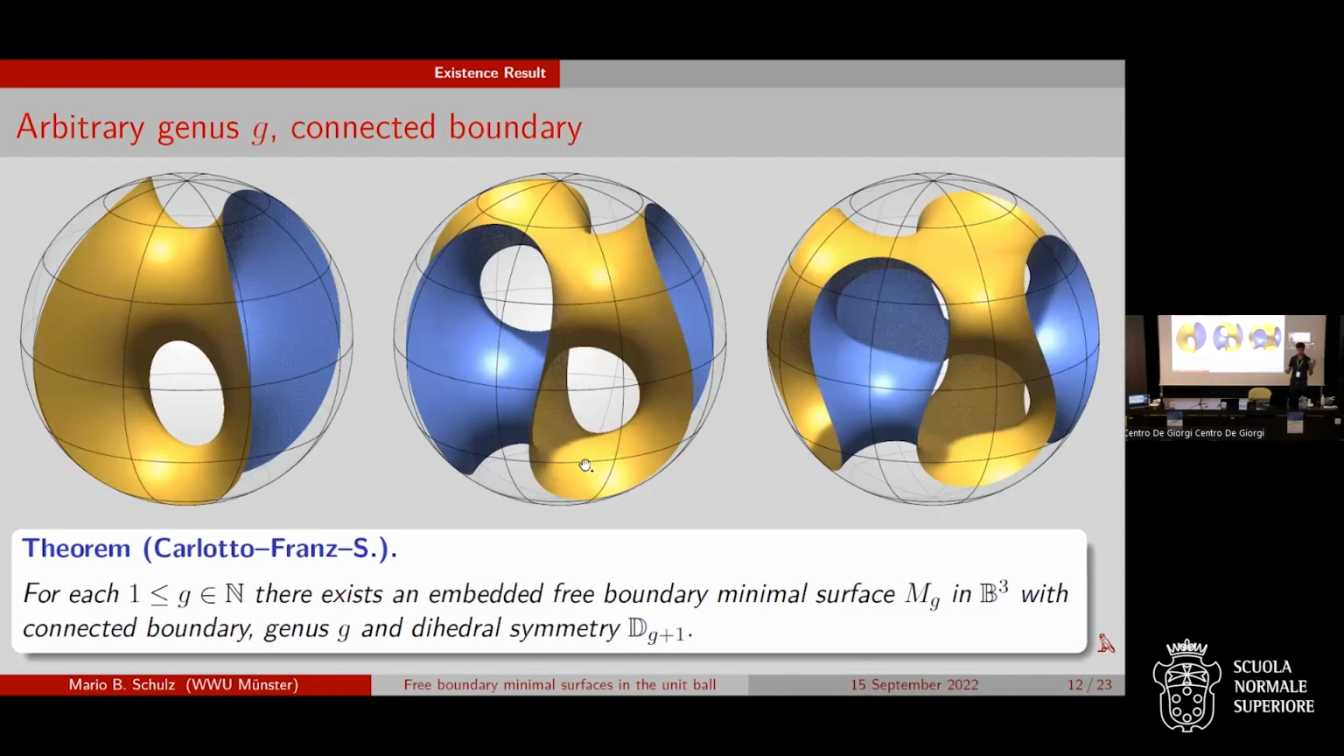In fact, there exists for any genus an embedded free boundary minimal surface in the three-dimensional unit ball, which has genus G and dihedral symmetry of order 2G plus 1. So this is a model of the genus 1 case. I also have a genus 2 somewhere. That's the one in the middle.